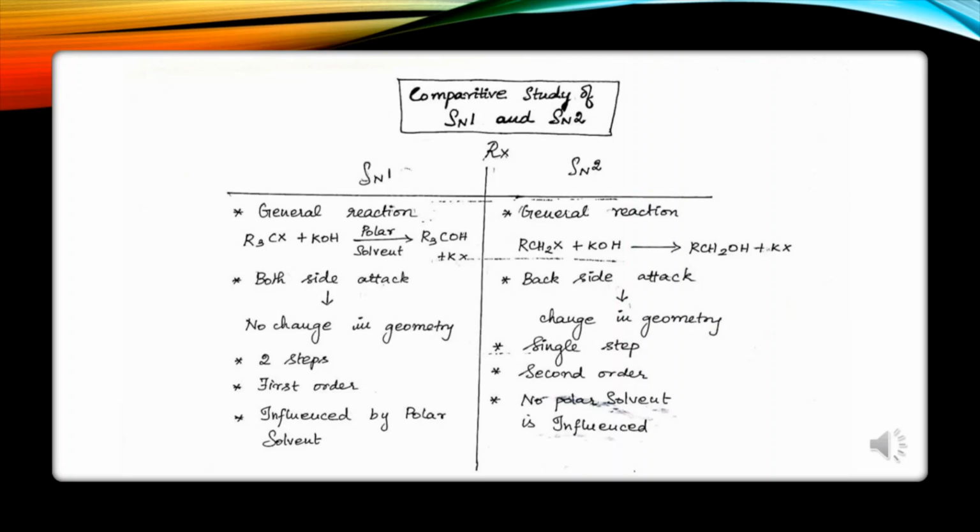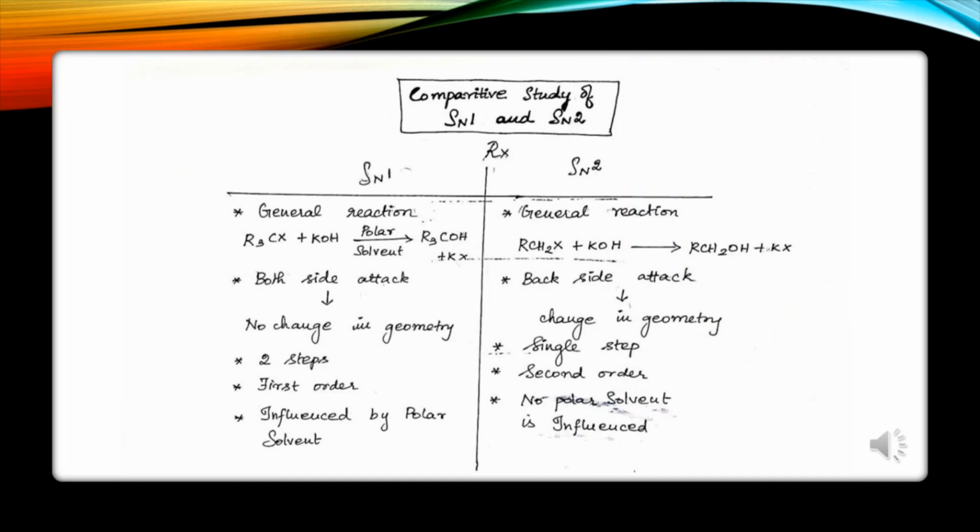So if you can't remember that SN1 is 2 steps, SN2 is single step, or first order and second order, you can keep this in mind. SN1 means 1 indicates the first order. First order means 2 steps. SN2, 2 indicates the second order. Second order means single step. So it makes it easy to remember.